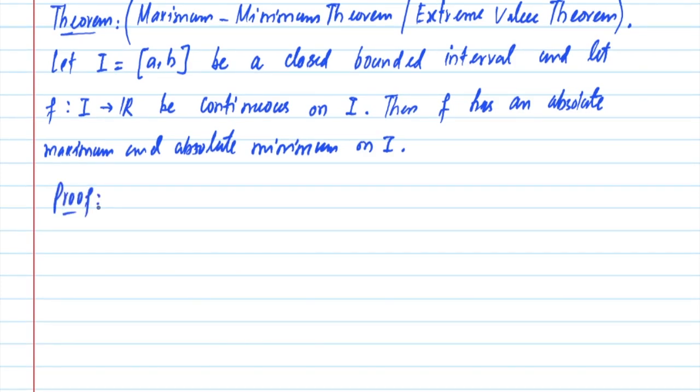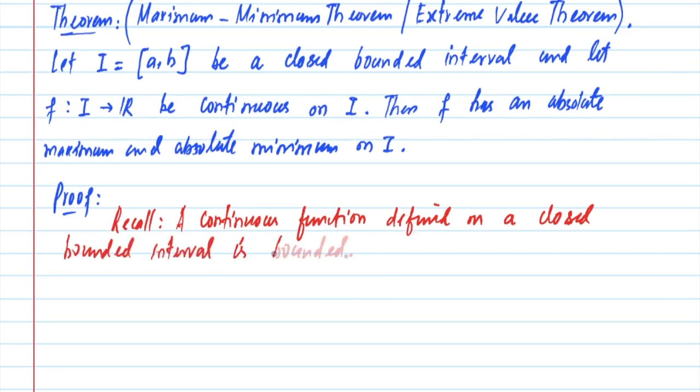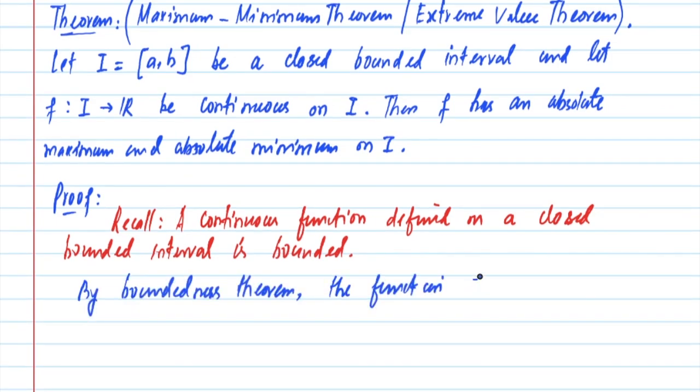But before taking the proof, we shall recall the boundedness theorem. This theorem states that a continuous function defined on a closed bounded interval is bounded. Now we can take the proof of the maximum minimum theorem. By the boundedness theorem, the function f defined from the interval [a, b] into R is a bounded function.